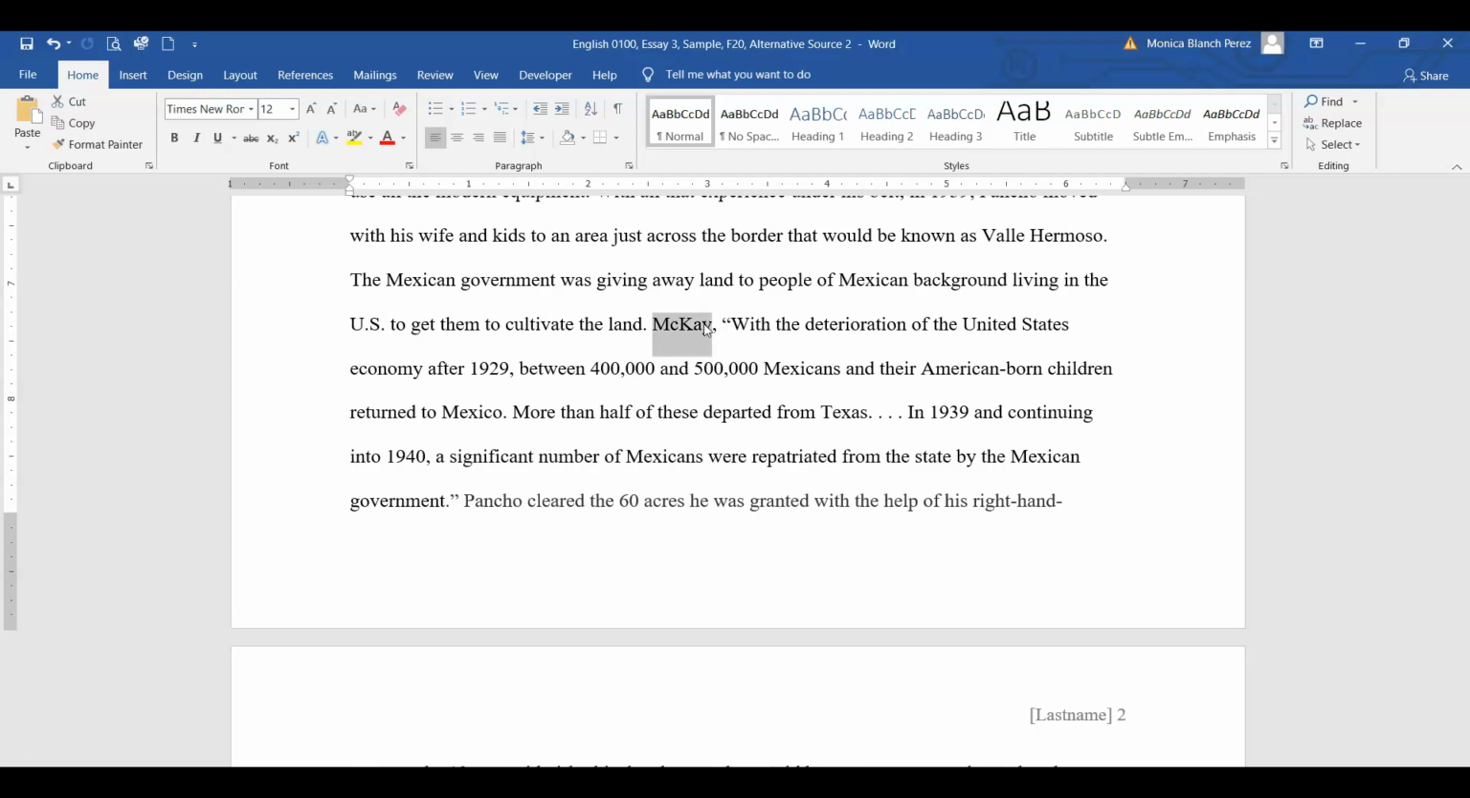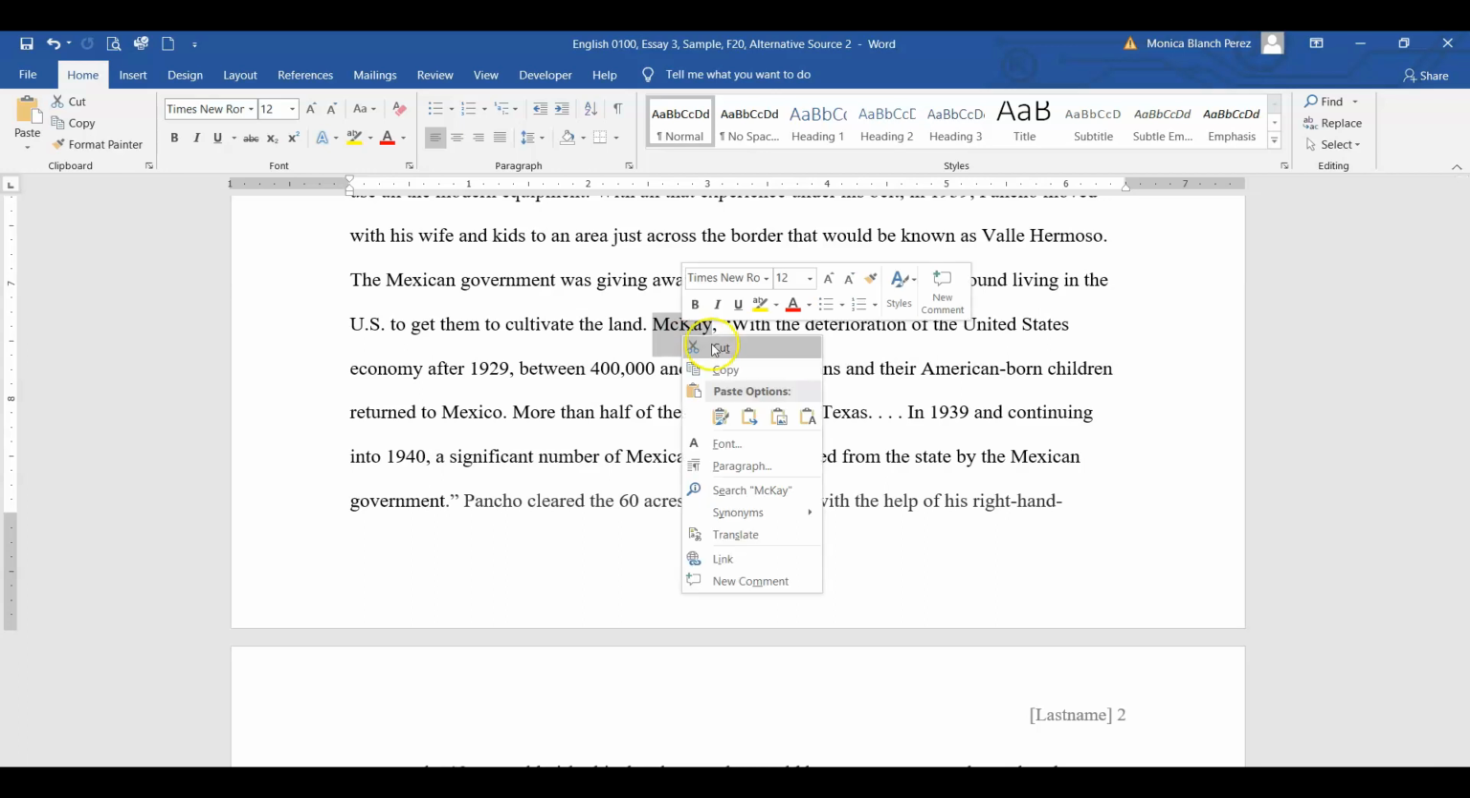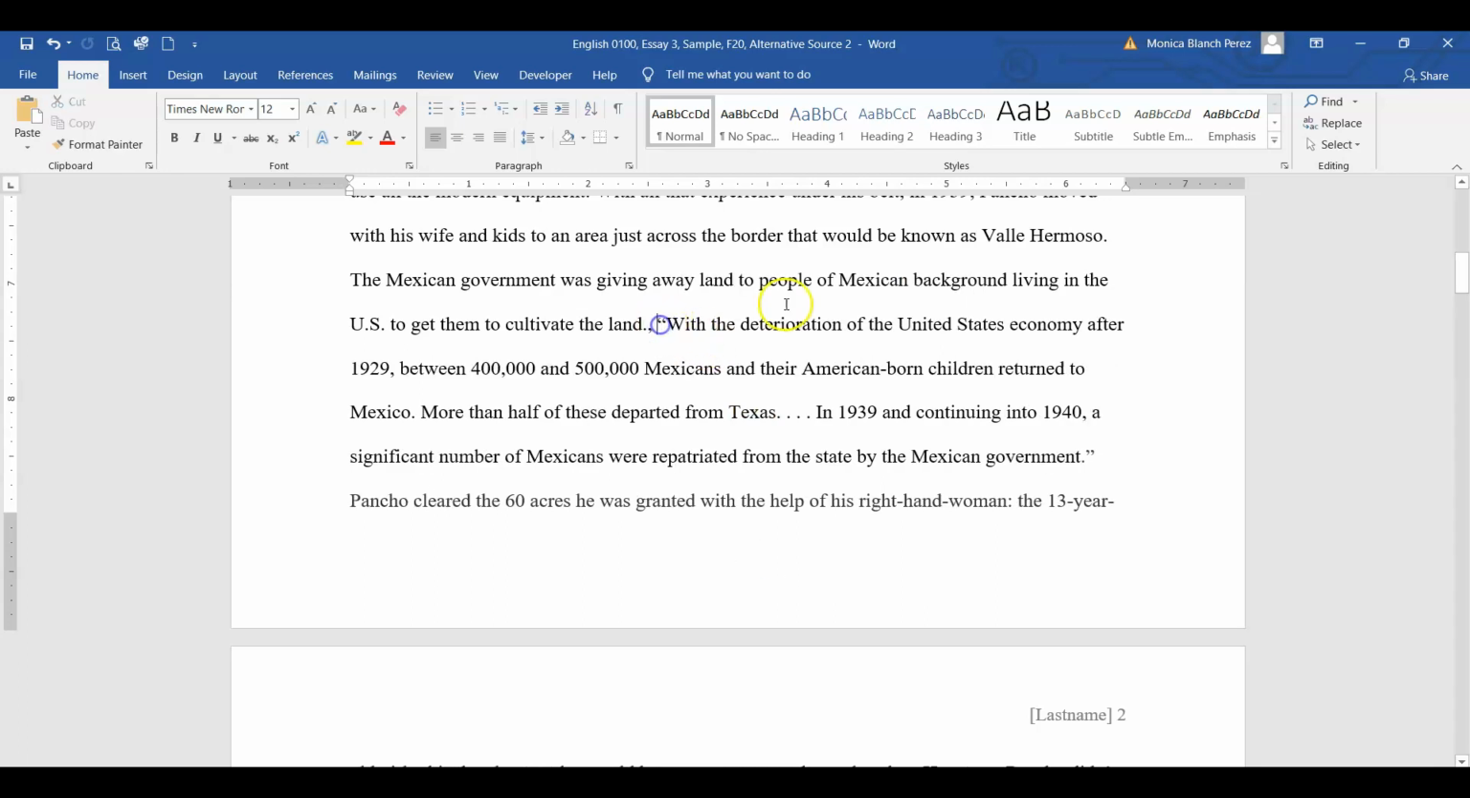So I can just take McKay, I'm going to cut it, okay? There it is, I'm cutting his name. And I'm just starting with the quote. And then at the end of the quote over here, I'll open a parentheses. I have to do something. I have to get rid of this period, right? I'm going to put his name, McKay. No page number because there isn't any, and then the period comes at the end.